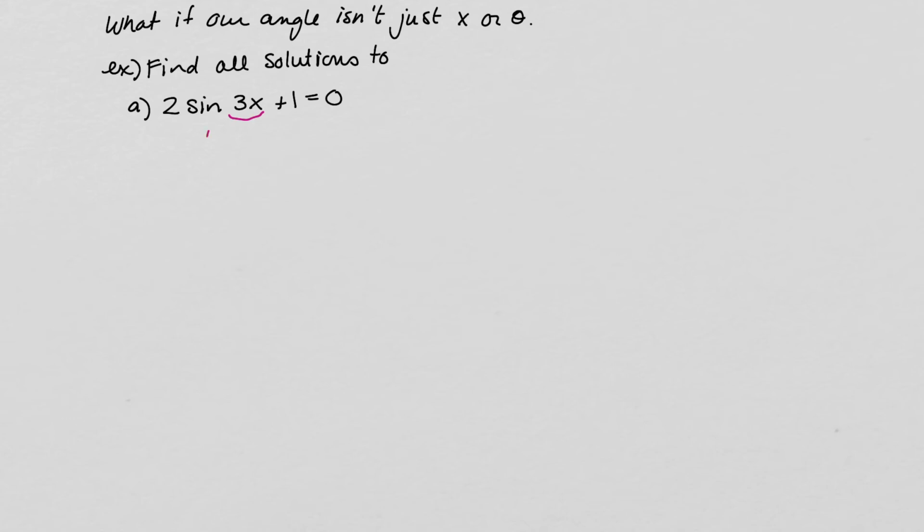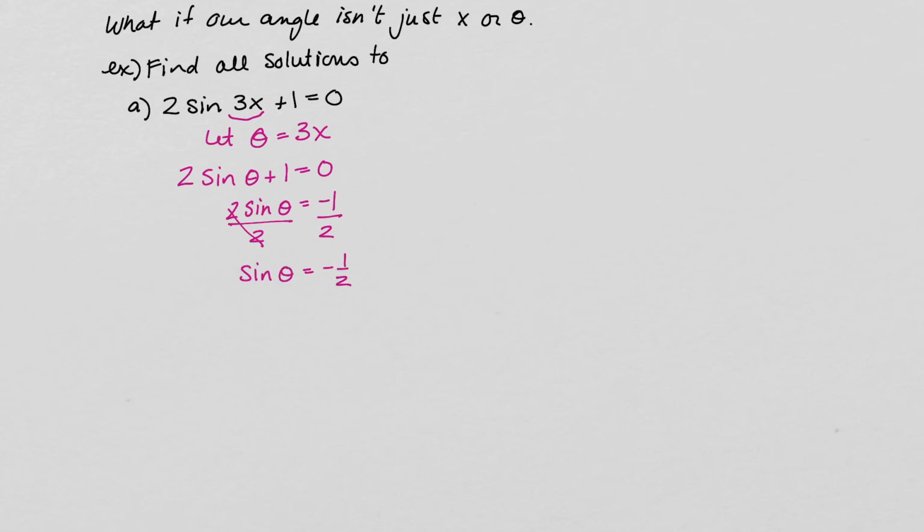So we're going to let theta be equal to 3x. And so rather than the original equation given, we're going to solve the equation 2 sine theta plus 1 equals 0. We're going to go about doing that just like we did last class. So I would subtract 1 from both sides. So we have 2 sine theta equals negative 1. Divide both sides by 2. So the sine of theta equals minus 1/2.